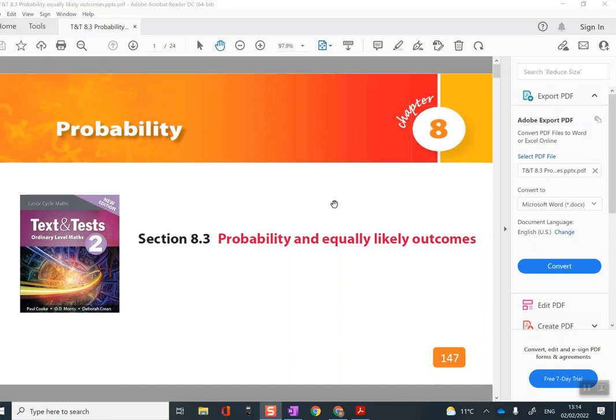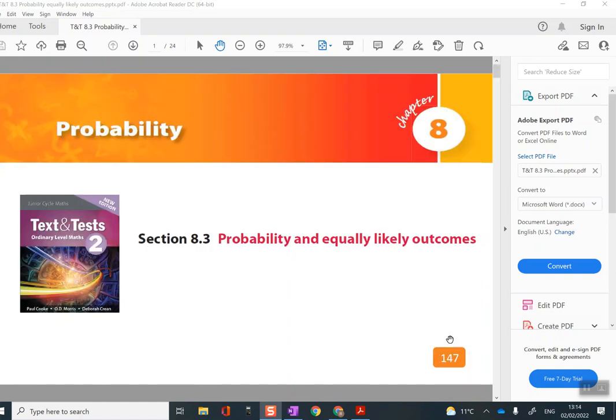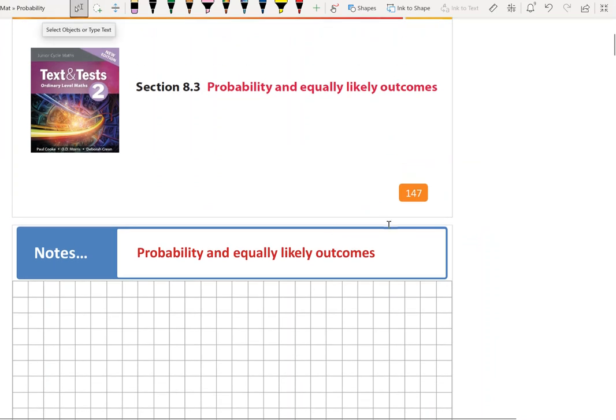Okay, welcome. So we're going to look at section 8.3, which is page 147. And this is part of your homework as well tonight. So page 147. And by the way, this will tell you where to look up your homework every night. And we did discuss the fact that you have the books now at school.